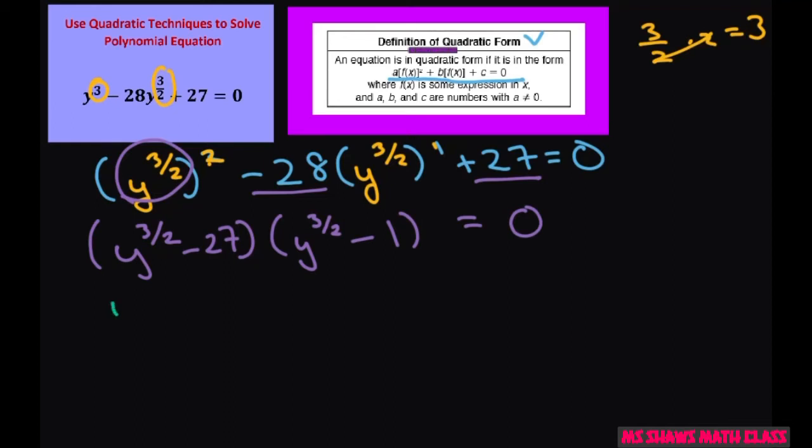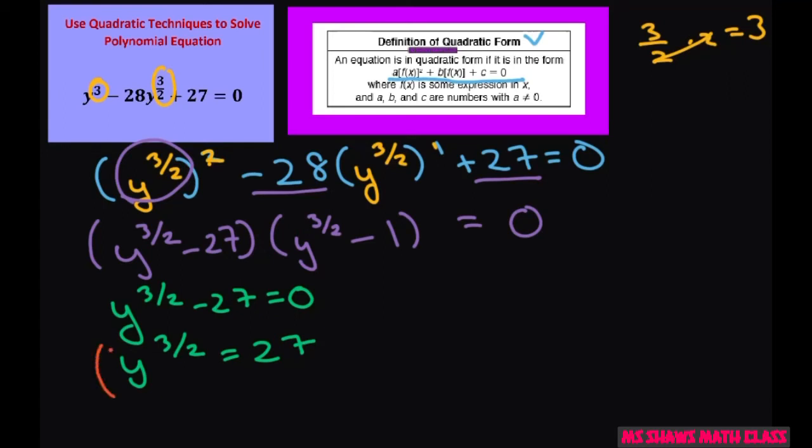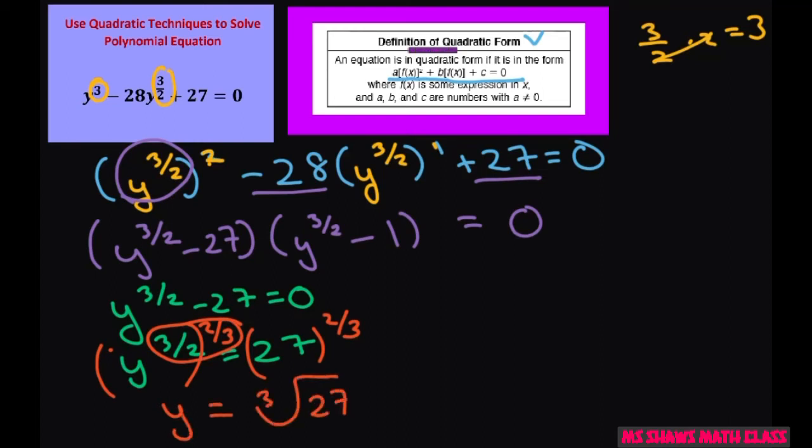So we're going to have y to the 3 halves power minus 27 equals 0. So we have y to the 3 halves equals 27. Now power both sides up by 2/3. This equals 1, so that isolates your y. This is really cube root of 27 squared. So the cube root of 27 is 3, so that's 3 squared equals 9. So that's your solution there.